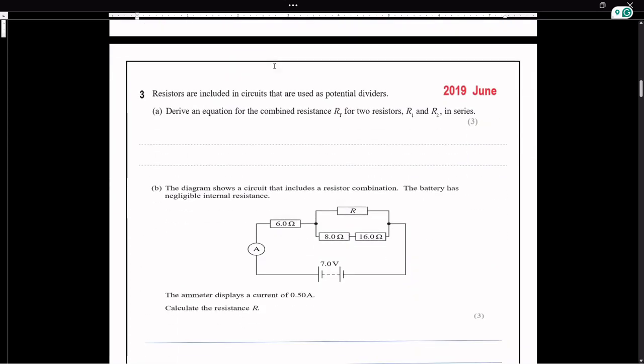Now let's see the next question. Resistors are included in circuits that are used as potential dividers. Derive an equation for the combined resistance RT of two resistors R1 and R2 in series. See, in a potential divider, we are connecting resistors in series. So if we want to divide this power source given, we are connecting resistors in series across the power source. So let's see that type of potential divider circuit here.